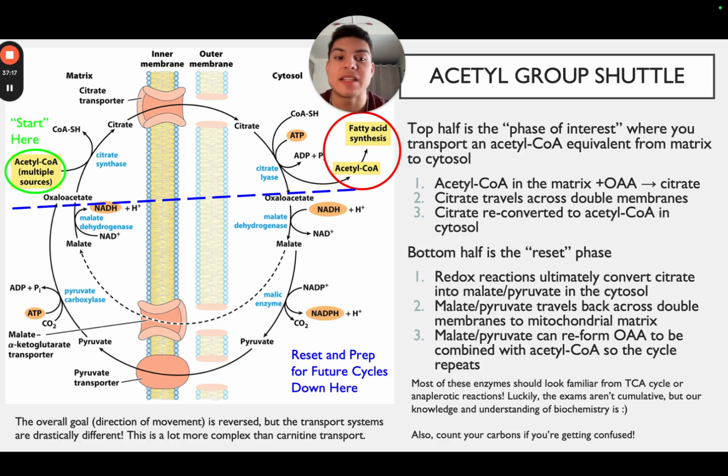And then the bottom half is like the reset phase where we have redox reactions. We have these transporters, these substrates that are able to go through the transporters and reforming the oxaloacetate for the interest part of the shuttle, the top part, right? So in order to have this top part go, we need to regenerate and reset the oxaloacetate that's out in the cytosol. So that's what this bottom half is for. Yes, you should know all the enzymes, know all the specific substrates, which transporters. You should definitely know this in depth.